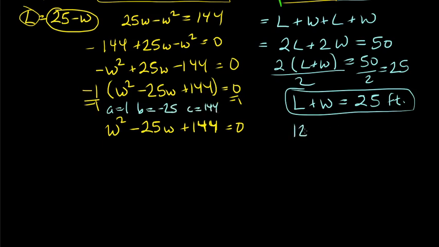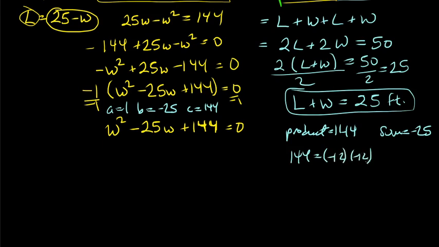So what two numbers have a product of 144 and a sum of negative 25? Right. So clearly it's not going to be 12 and 12, or in this case negative 12 times negative 12, because that adds to negative 24, which is close, but it's not negative 25, right? So how else can we multiply two numbers and get 144? Right, so they both have to be negative.